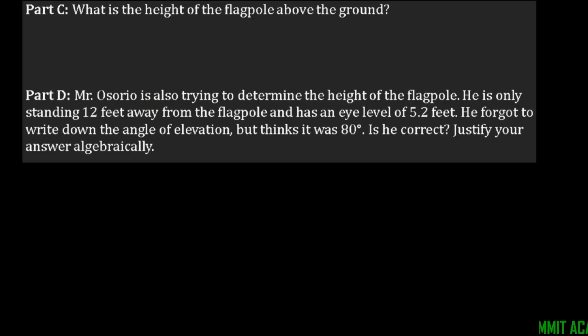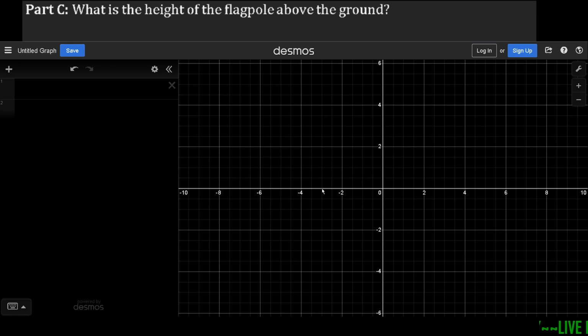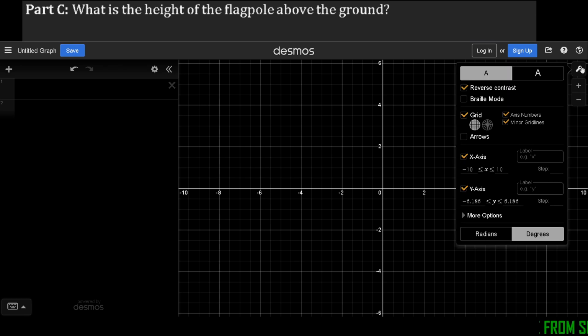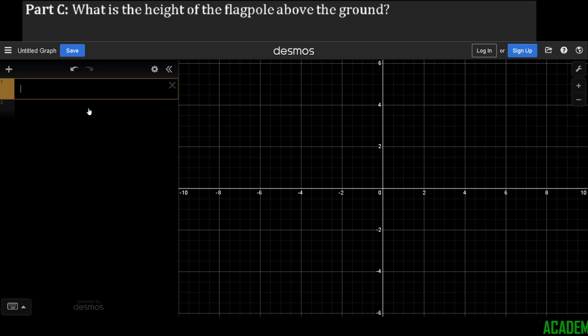So let me pull up our Desmos calculator. Kind of looks something like this. Again, make sure in the top right, you click on the little wrench, make sure it's in degrees. So that way we're talking about degrees.